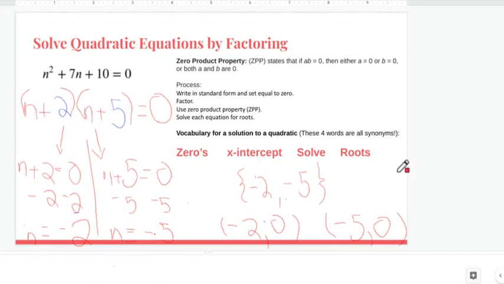So remember the synonyms here, one of them is x-intercept. So if you think of this as a graph, this is where this quadratic or U-shaped curve touches the x-axis at negative 2, 0 and negative 5, 0. So that's another way to write that solution as an ordered pair.